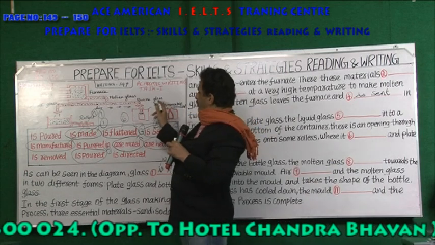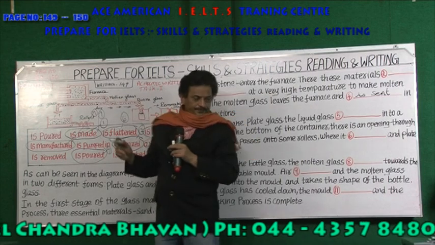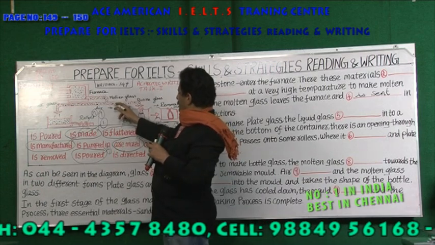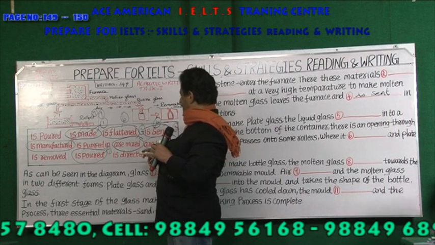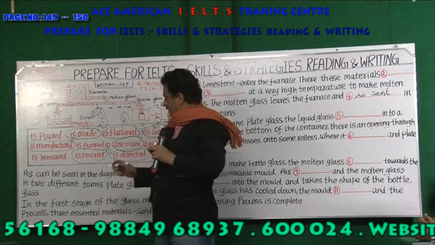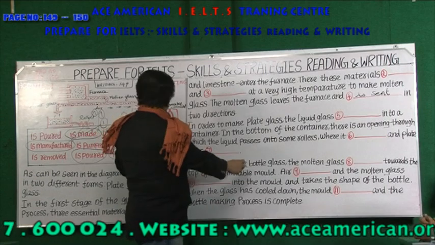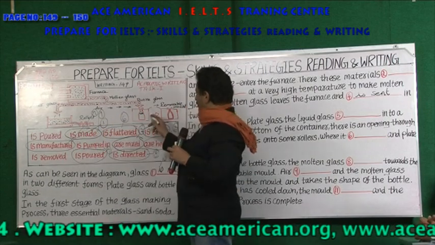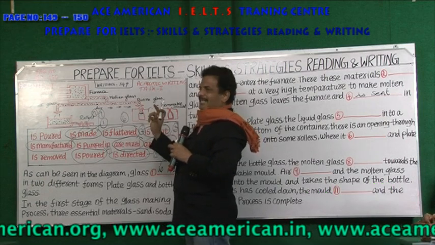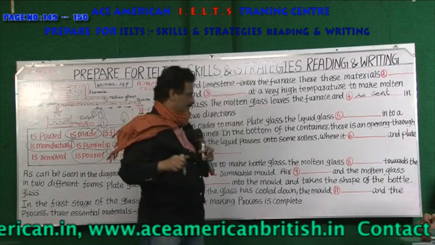See, this is bottle glass manufacturing. So what happens? The molten glass is directed towards, is directed. What is the number? 8. Is directed towards the top of a removable mold. See, this can be removed. This is a removable mold. Inside that there is a bottle mold structure, but this can be removed. So the glass is poured inside. Okay.